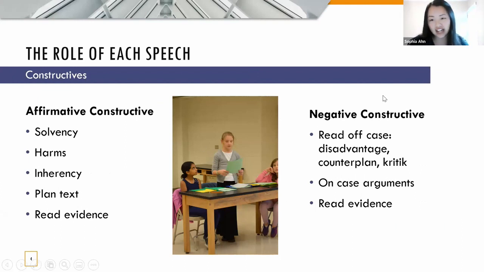For the negative, you'll be doing something similar to the 1NC. You'll read something off case, either a disadvantage, a counter plan, a critique, whatever is available to you based on the division that you're in, which I know is different if you're middle school novice or high school varsity. There's a big range of that. Then try to answer as best as you can what the affirmative said in their constructive, their 1AC.